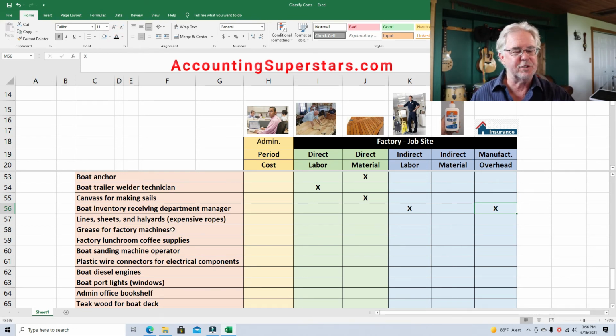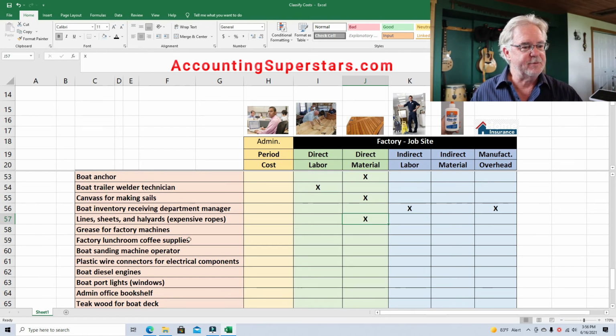Lines, sheets, and halyards. And these are just words for ropes. All right, and this can be really expensive, and I've got to tell you from my experience, it's not worth buying cheap ropes. They call them lines in sailing. That would be the proper term. So it's not worth buying cheap lines. You want to buy really good stuff.